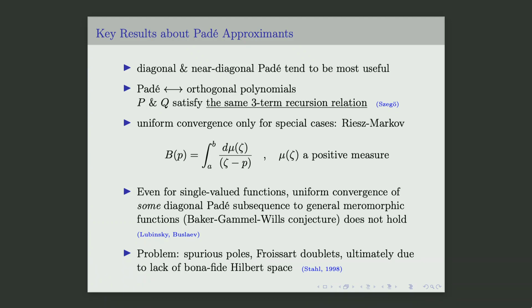So the problem is it naturally produces spurious poles and things called Froissart doublets. And ultimately, the reason for this was only understood in work by Stahl about, how long ago is that, 25 years ago, that the inherent instability is because if this is not a bona fide Hilbert space positive measure, then all the proofs just fall out the window.